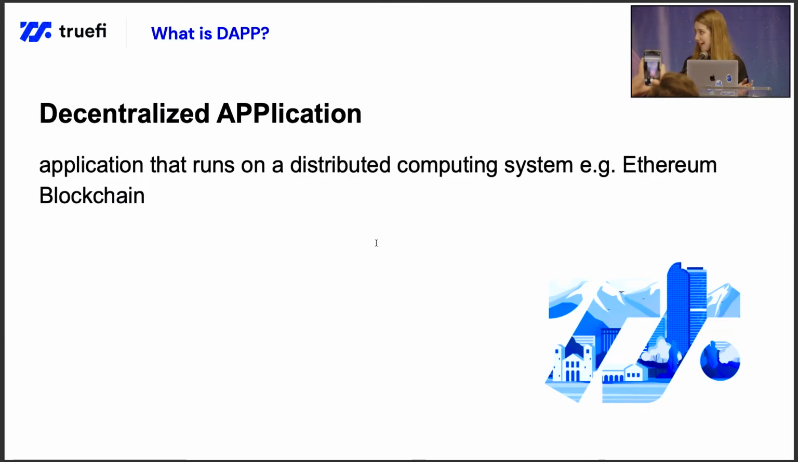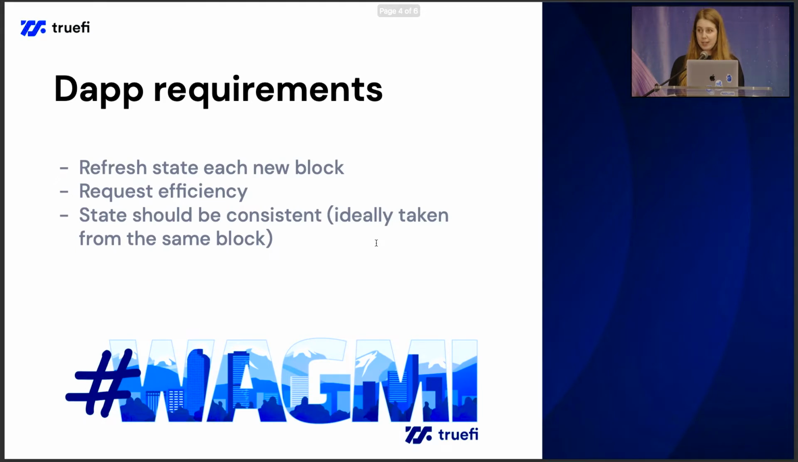What is a dApp, actually? So a dApp is a decentralized application, and it's an application that runs on a distributed computing system. An example of such a computing system is the Ethereum blockchain. Okay, and here are some dApp requirements.